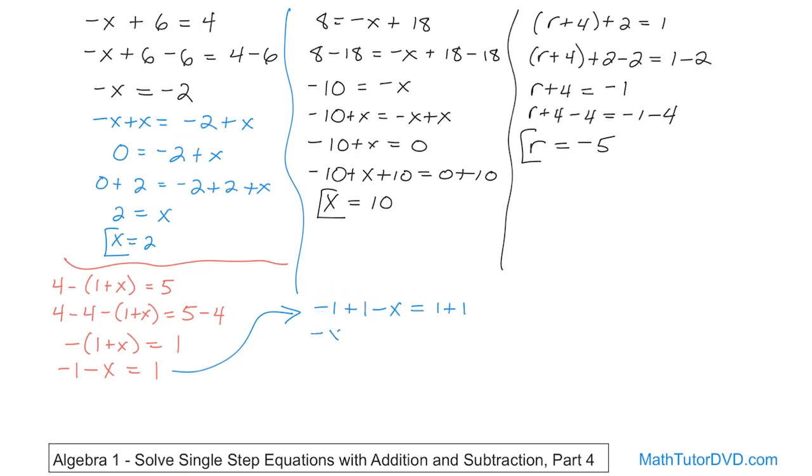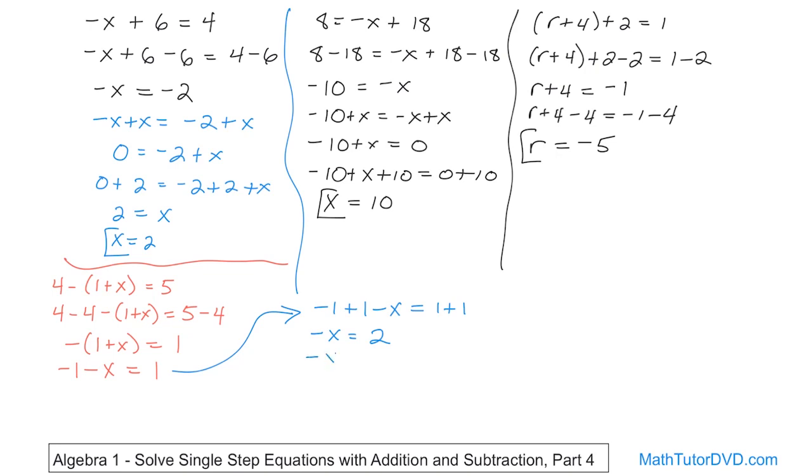I will have negative x is equal to 1 plus 1, which is 2. All right, now you have to ask yourself, using addition and subtraction, which is all we're doing, how do we get the negative x and make him positive? We essentially are going to move him to the other side. We're going to add x to both sides. We're going to do the opposite.